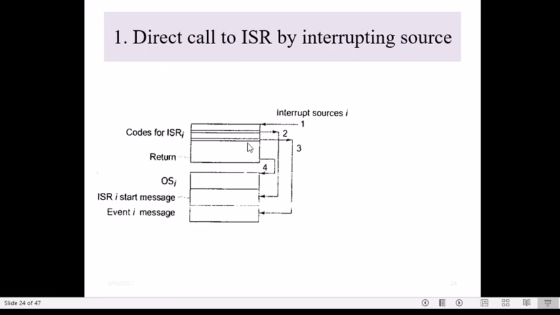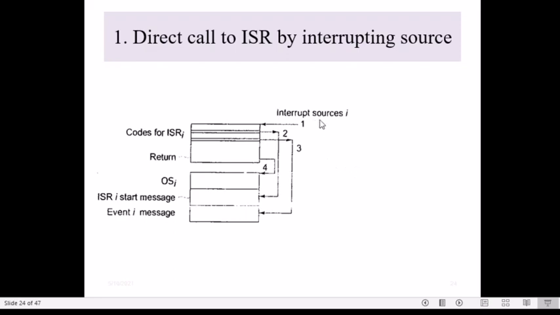Now during the interrupt service routine execution, there may be some event messages that may trigger some other events to be executed. So the IPC messages will be given during the execution of the interrupt service routine, and that is represented using 3. Now after the execution of the interrupt service routine, the control is passed to the operating system, and that is denoted as 4. So this one is the first interrupt handling routine, direct call to interrupt service routine by the interrupting source.